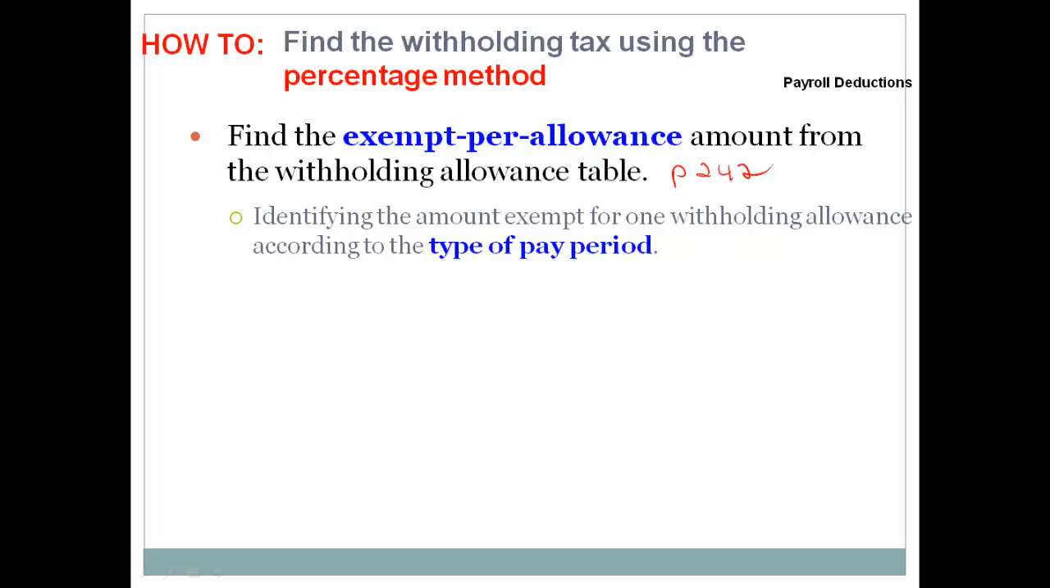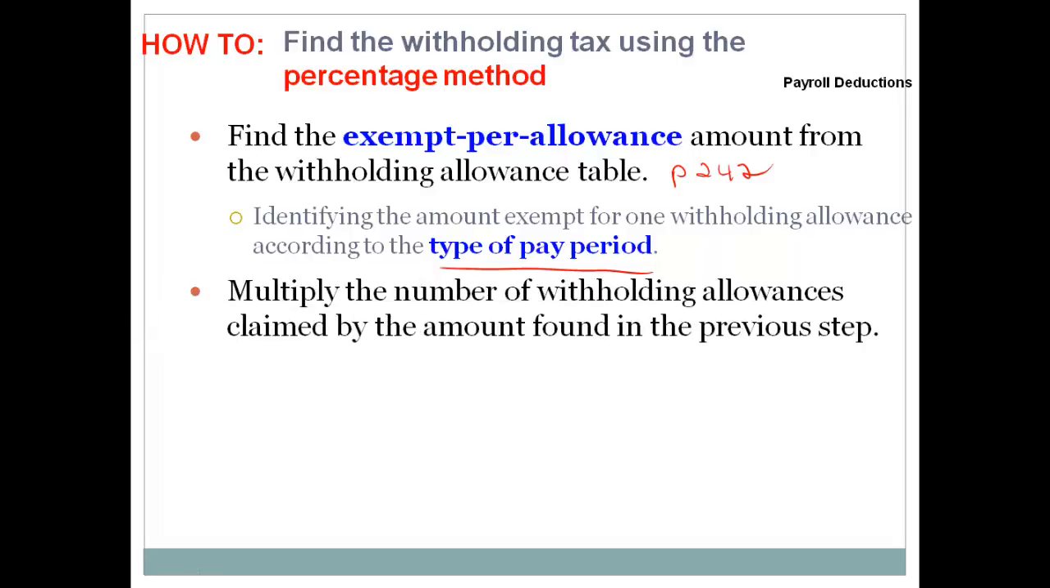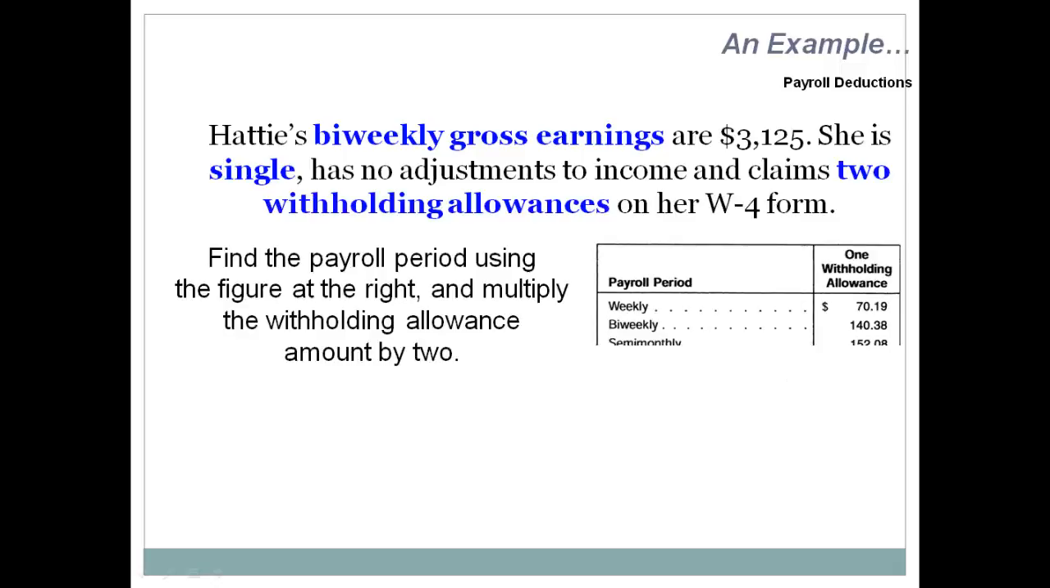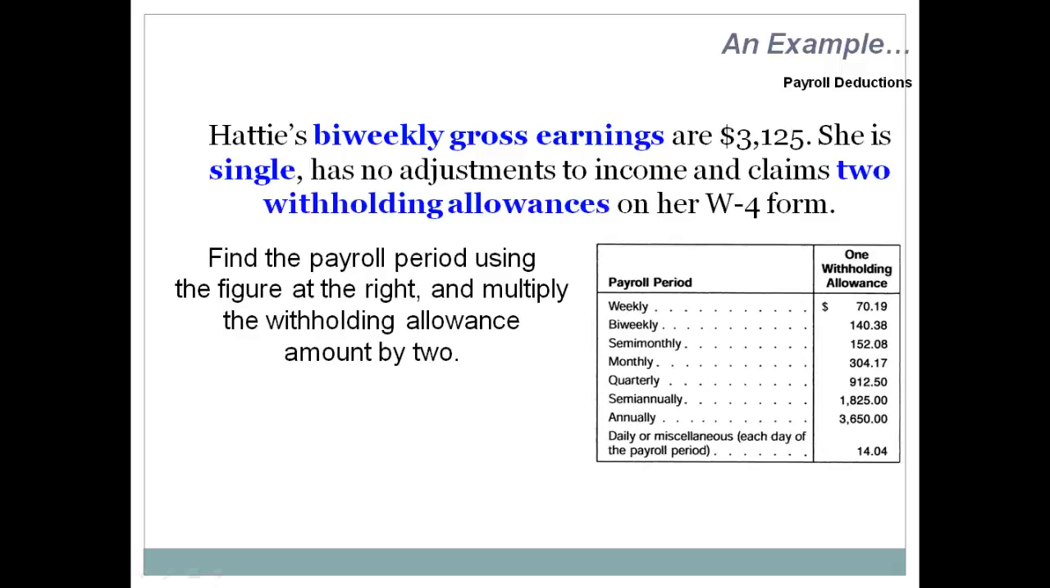And we're going to identify the amount exempt for one withholding allowance according to the type of pay period. So in that table, it will say weekly, biweekly, monthly, etc., and tells you how much one withholding allowance would be. Then you would multiply the number of withholding allowances claimed by the amount found in the previous step, and then you would subtract that amount from the employee's adjusted gross income for the pay period. So here is what that table looks like.